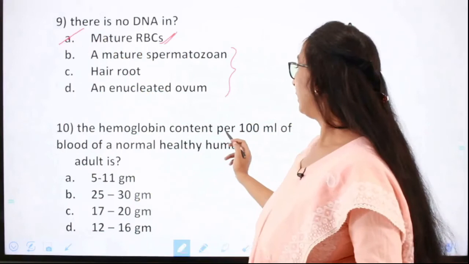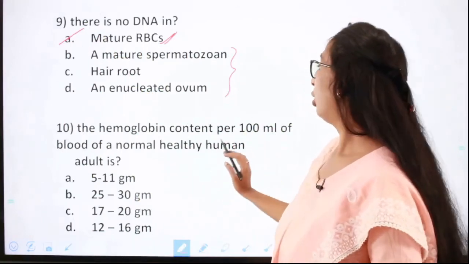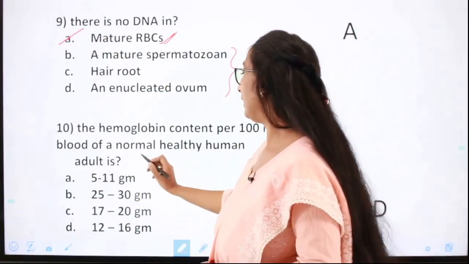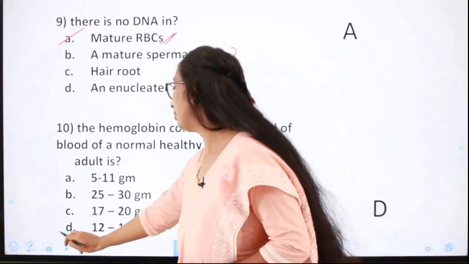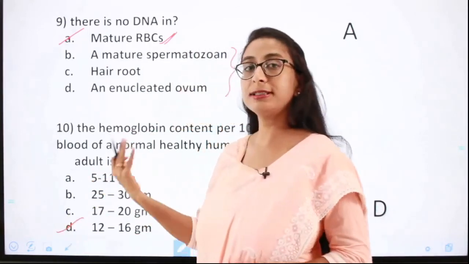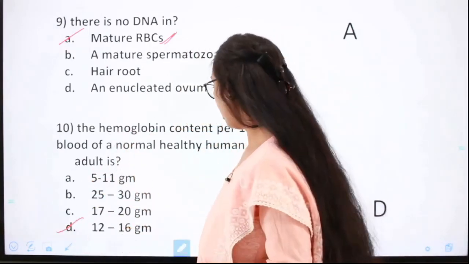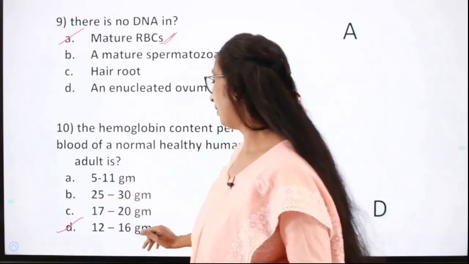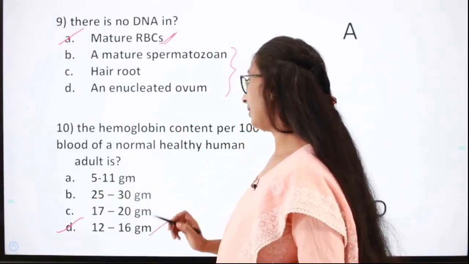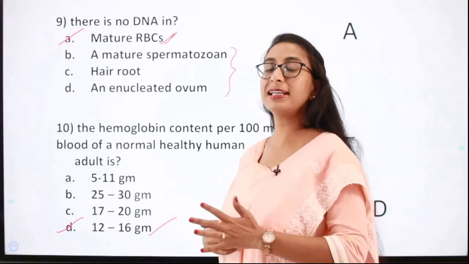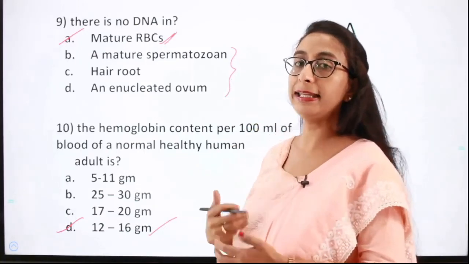The hemoglobin content per 100 ml of blood of a normal healthy adult is 12 to 16 gram. I showed it to you in a slide, isn't it? It is 12 to 16 grams per 100 ml. That is the amount of hemoglobin that is present per 100 ml in a healthy adult.